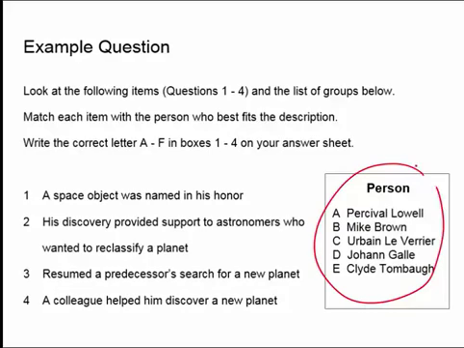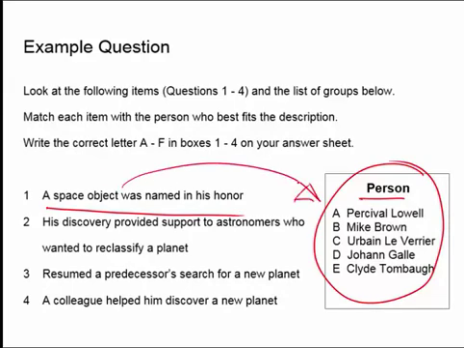You've got a list of things. In this case, we have a list of people. They will all belong to the same category, whatever it is. Your job then is to take the statements over here and match them with the person who relates to them according to the article. Okay, so each question will match with a different person in the box.